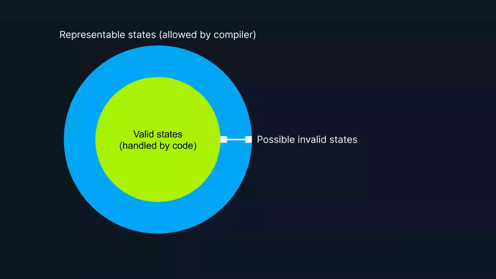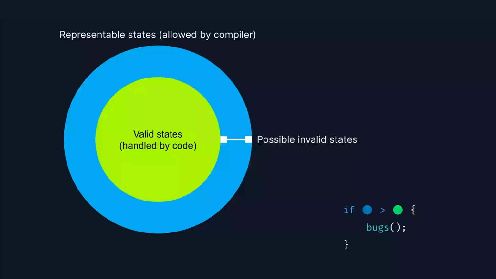The difference between these two sets is the set of invalid states: the data which your program can take as input, but doesn't necessarily know how to handle properly. This is where bugs occur. In order to reduce bugs, we therefore need to minimize this gap. And to do that, we can either increase the number of cases handled by the code, or decrease the number of representable states.